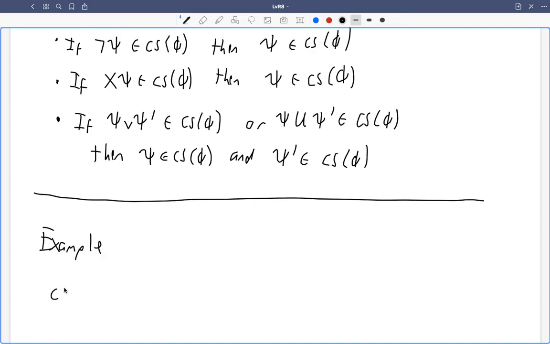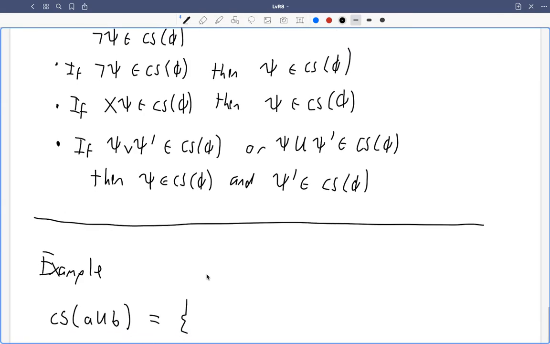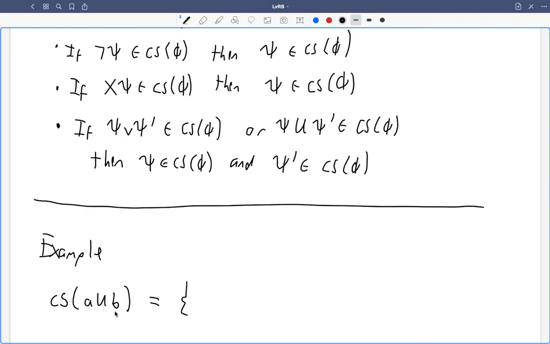So if we look at the complemented subformulas of the formula A until B, then it's the set. Intuitively, it's the set of all subformulas together with their negations. So the subformulas are A until B, A, which is of course a formula because it's an atom, and B. So there are three subformulas, and their negations are not A until B, not A, and not B. So we have 6 elements in the complemented subformulas.